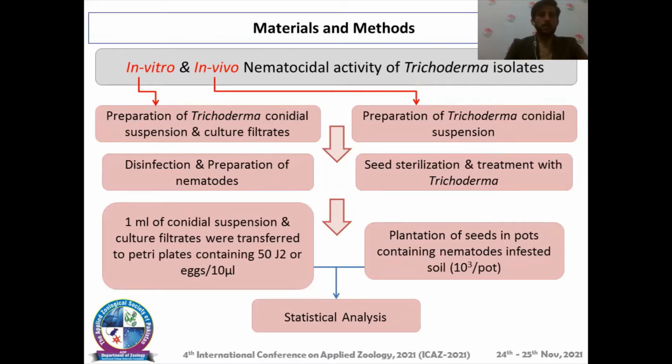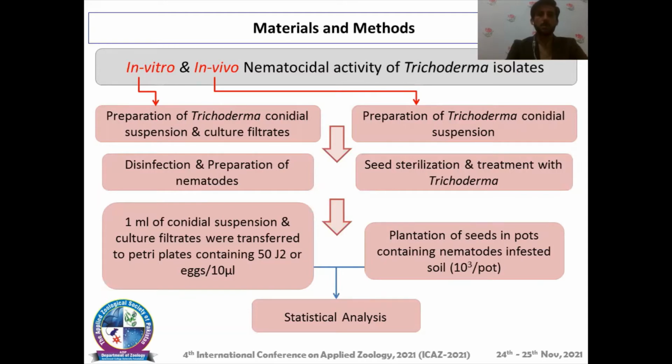In vitro and in vivo nematocidal activity of Trichoderma. During in vitro nematocidal activity, Trichoderma conidia suspension and culture filtrate were prepared. Then the nematode suspension was prepared by disinfecting it and preparing it for the in vitro activities. Then 1 ml of conidia suspension and culture filtrate was transferred to petri plates containing 50 juveniles or eggs per 10 microliters.